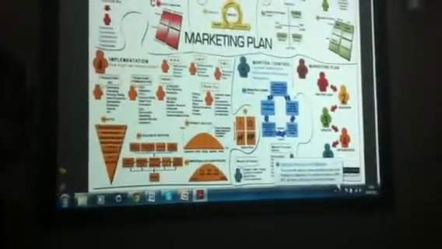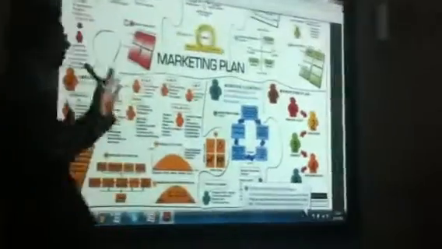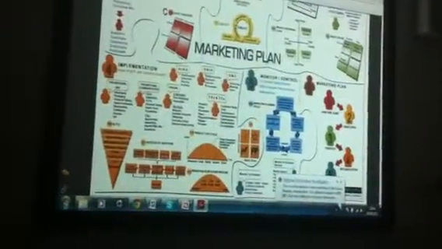Diversification is risky because you are doing something very different. If you are doing clothing, you're going and selling cars. Very, very different, a different business. So this is how it's working in terms of the strategy. Any questions so far?